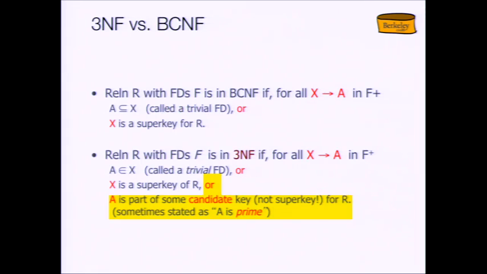This is the difference between the two. It's that extra clause. The top one is BCNF. The bottom one is 3NF. The only difference is that 3NF is more relaxed. It'll accept things where the right-hand side is prime.